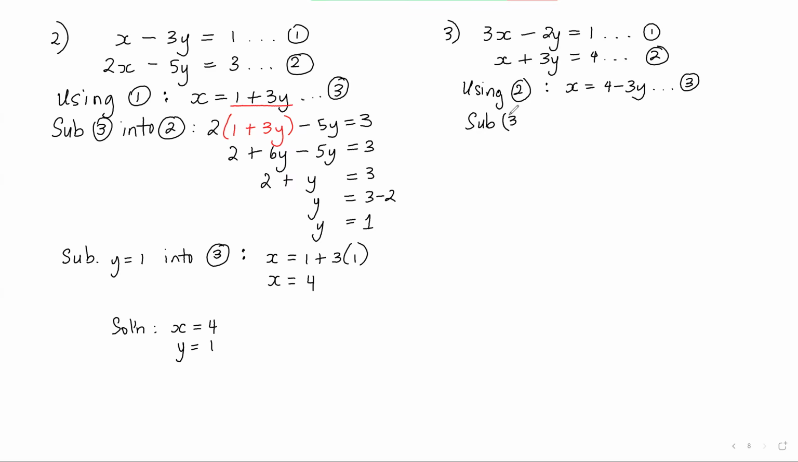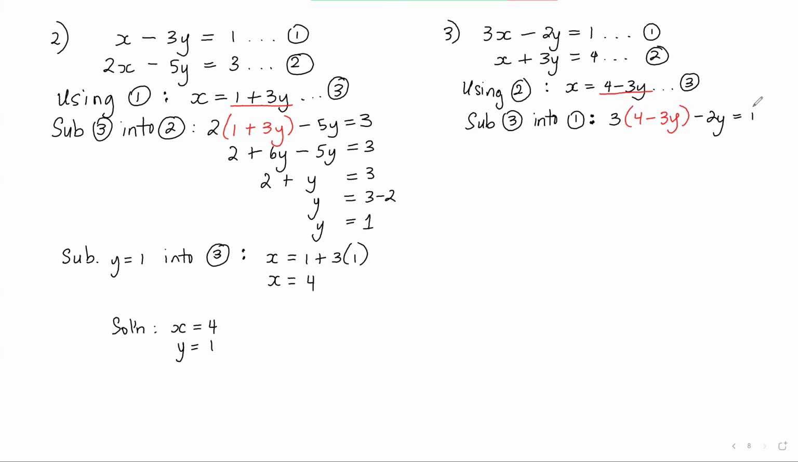So substituting 3 into the first equation this time, because I cannot use the same equation that I got the substitution from, right? I have to use the other equation. So I'm substituting 3 into equation 1. That means wherever I see x, I'm going to replace it with 4 minus 3y. So this would be 3x, which is 3 times x. So that would be 3 times 4 take away 3y, take away 2y is equal to 1.